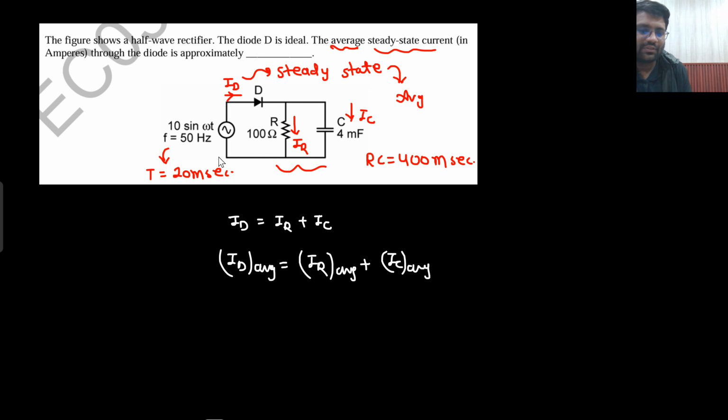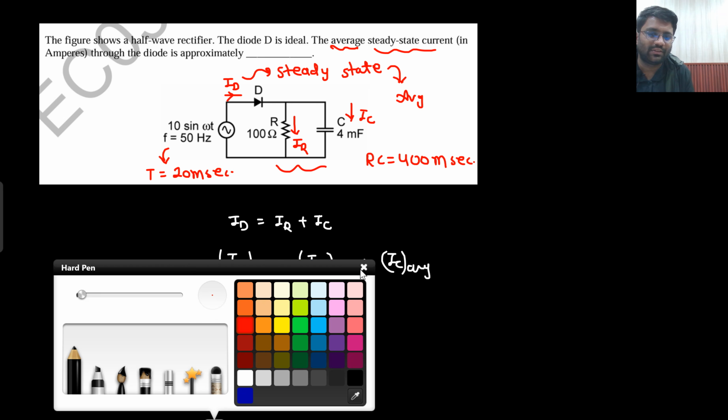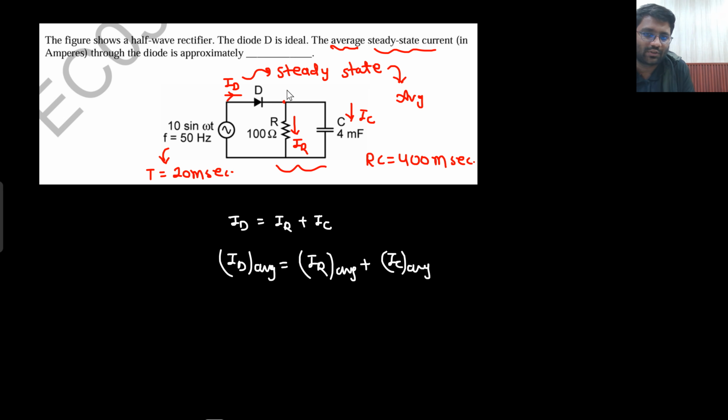First the positive cycle would come up. Just as the positive cycle comes up, what will happen? Initially the capacitor is having 0 voltage. So here there is 0 voltage, and here there is some voltage which is greater than 0. So what will happen? Diode will turn on.